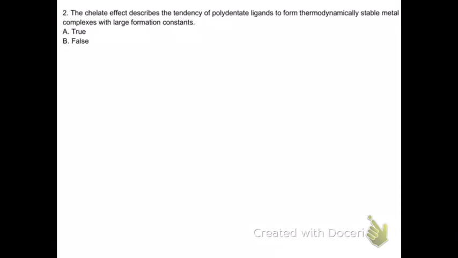So this question is a little bit wordy, but we can work our way through it. It says the chelate effect describes the tendency of polydentate ligands to form thermodynamically stable metal complexes with large formation constants. And so this is true, but let's talk about why it's true.